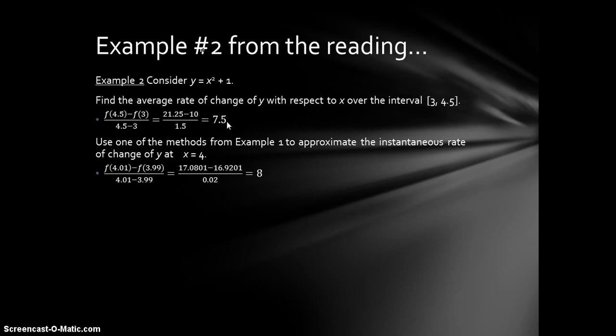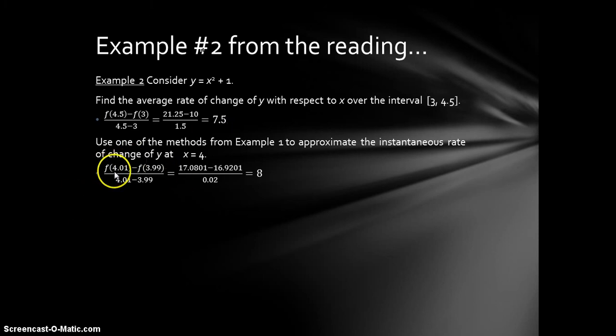Use one of the methods from example 1 to approximate the instantaneous rate of change at x is equal to 4. Well, we've got 3 different techniques that we can use to approximate instantaneous rate of change. We can take the point itself and a point just to the left of it. We can take the point itself and a point to the right, which we call the right method. Or we can take 2 points close to the point itself, but on either side, on left and right, which we call the straddle method.